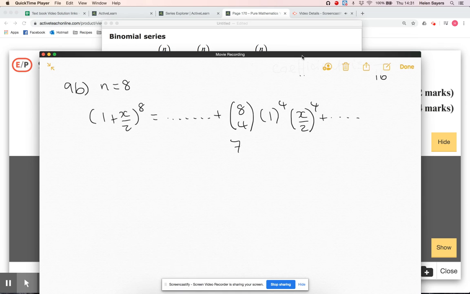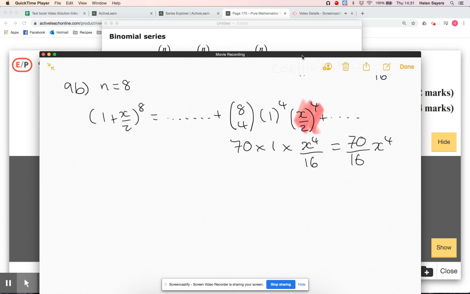And then just be really careful. You must have brackets for this part of it because that half is also going to be raised to a power of 4. So when we get rid of the brackets, that becomes x to the 4 over 16. So that is 70 over 16 x to the 4, which does simplify down.